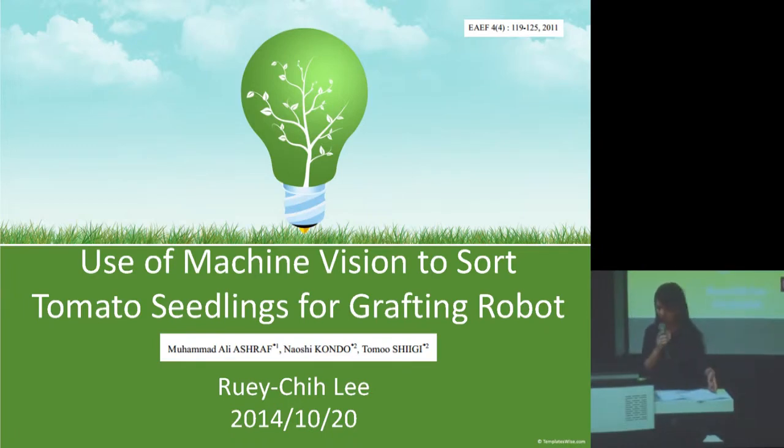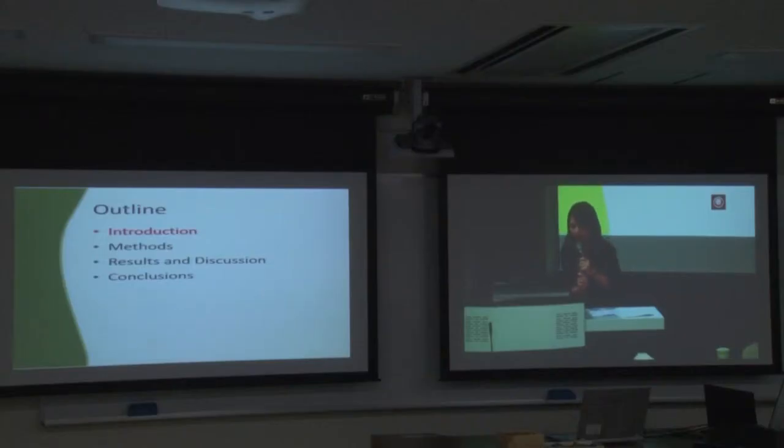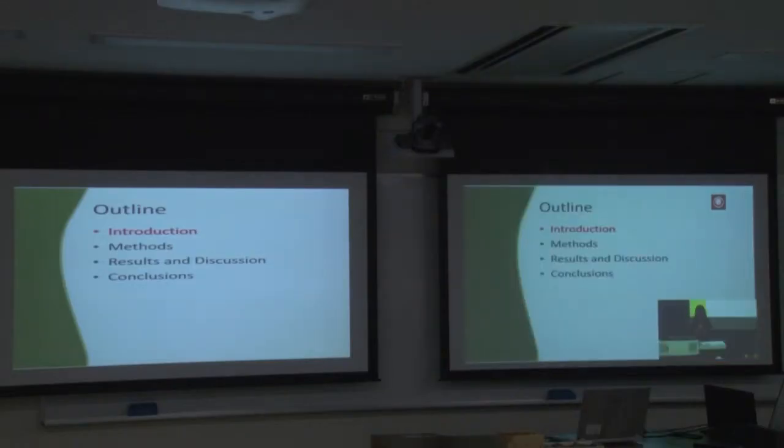Today my topic is the use of machine vision to sort tomato seedlings for a grafting robot. Here is today's outline. First of all, I will talk about the introduction and then the methods for the grafting robots. After that, I will show you the results and the discussion. And finally, I will talk about the conclusion of this paper.